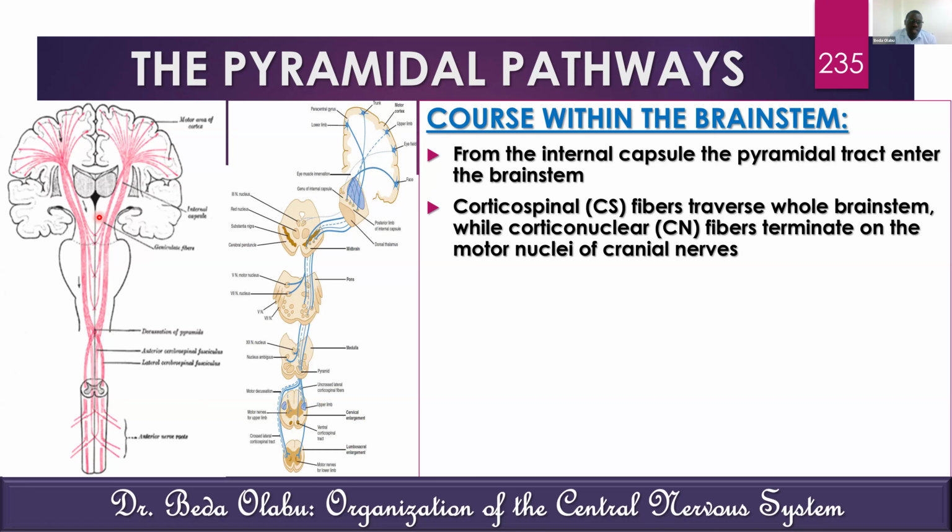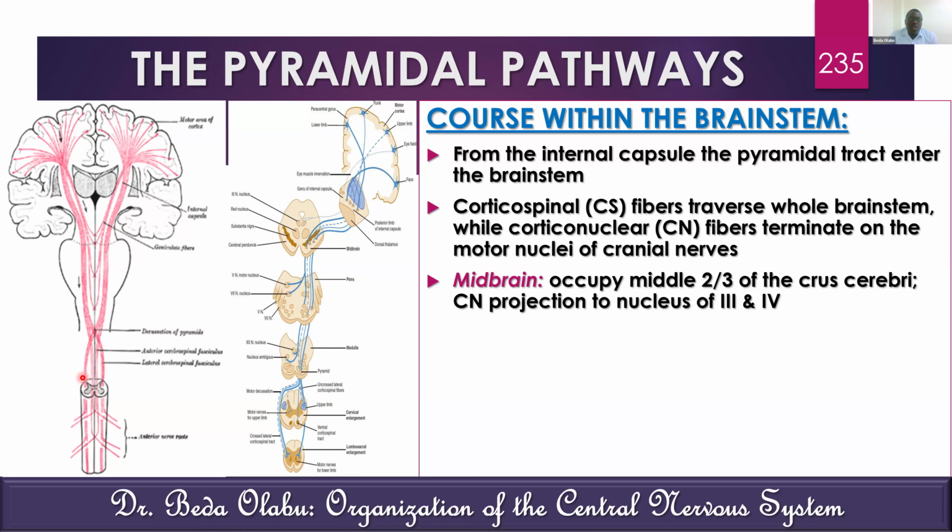Now, the tract that we call corticospinal will pass through the whole of the brainstem to go to the spinal cord. However, the corticonuclear, because they terminate in the brainstem, will terminate at various levels of the brainstem, depending on the motor nucleus of the cranial nerve being targeted. So some of the corticonuclear tract will terminate at the level of the midbrain. Some of them will terminate at the level of the pons, and yet some of them will terminate at the level of the medulla oblongata. But the corticospinal tracts will traverse the brainstem to reach the spinal cord.